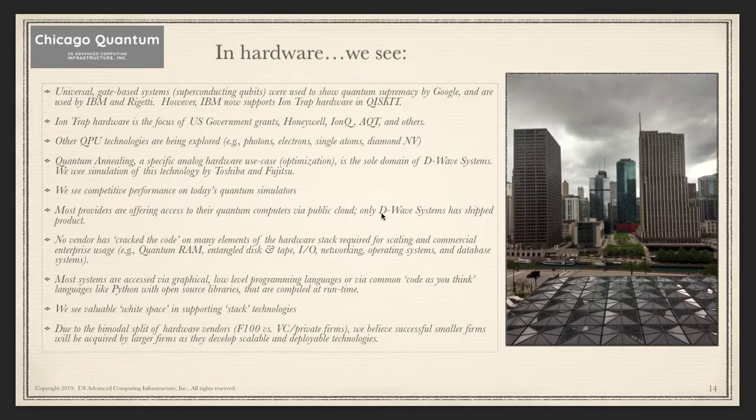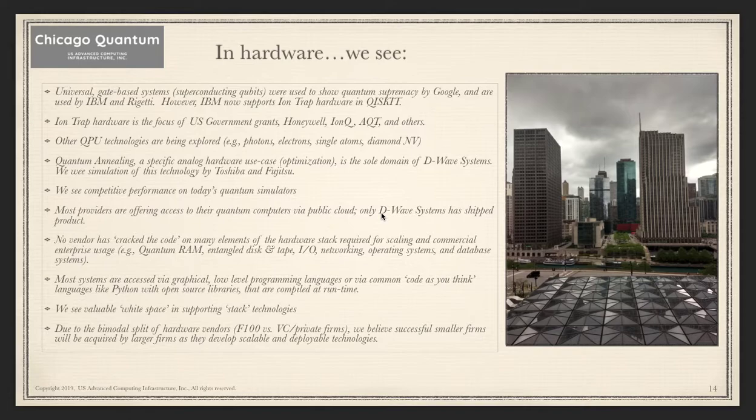There's other quantum processing unit technologies that are being explored. Many of them could work. Photons, electrons, single atoms that are neutral, even putting your qubits into diamond, nitrogen vacancies. Actually, very, very good for quantum sensing right now.